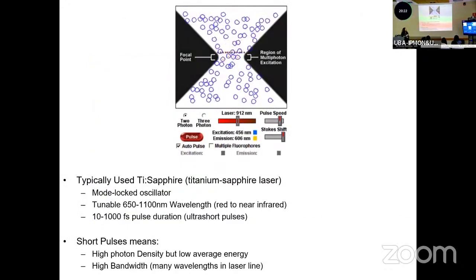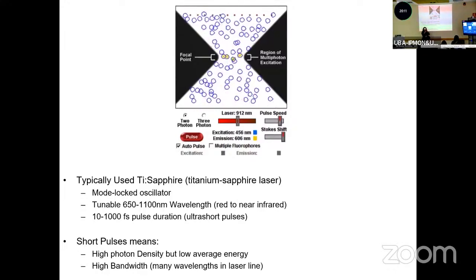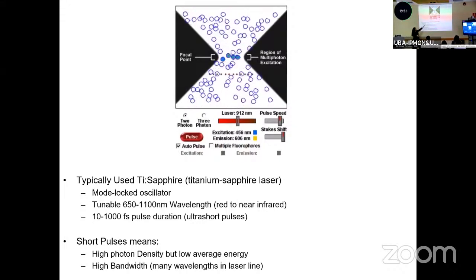Okay, so when we're using 2 photon lasers, we usually use a TiSAF laser, those titanium sapphire lasers. The reason they're named that is because they're actually using that crystal to generate the lasing of the light. And it has a mode lock oscillator, which means that it has a given frequency, and the mode locking also enables you to have a tunable wavelength between 650 to 1,100 nanometers, from the red to the infrared. And the pulses are ultra short.